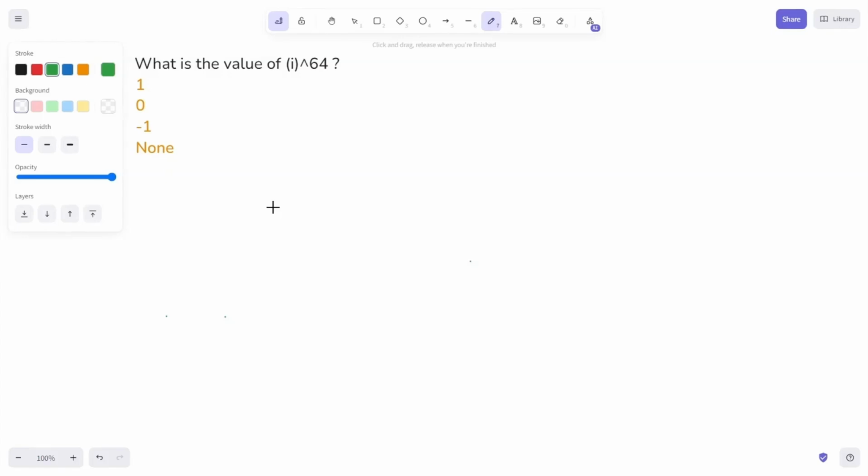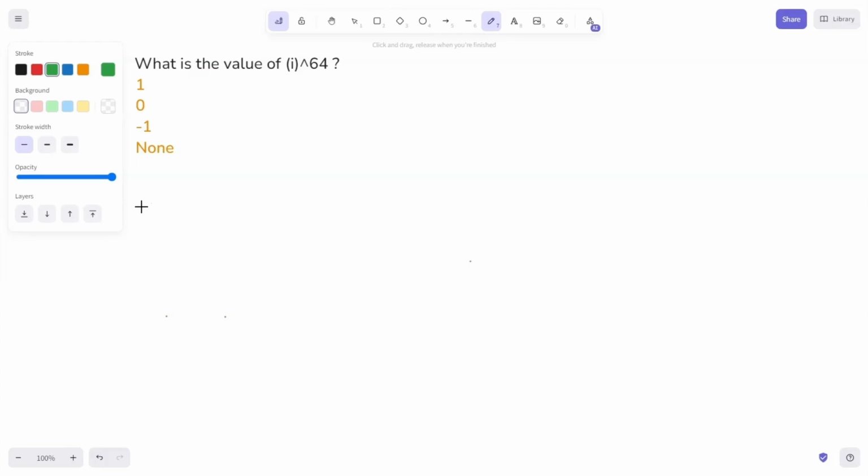As you can see, this is our question: what is the value of i raised to the power 64? This question looks hard, but it is not. If we are doing aptitude, it means it is simple. If we solve this by conventional mathematics, it will definitely take some time. But if we apply some observation, it will definitely be easy.